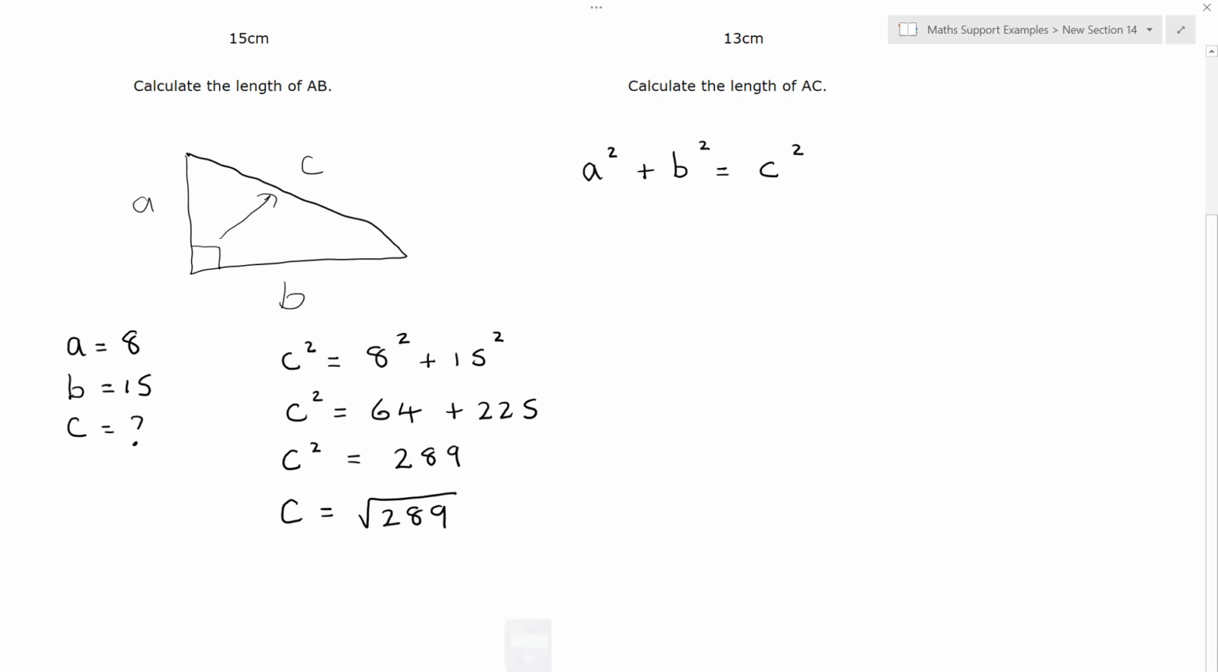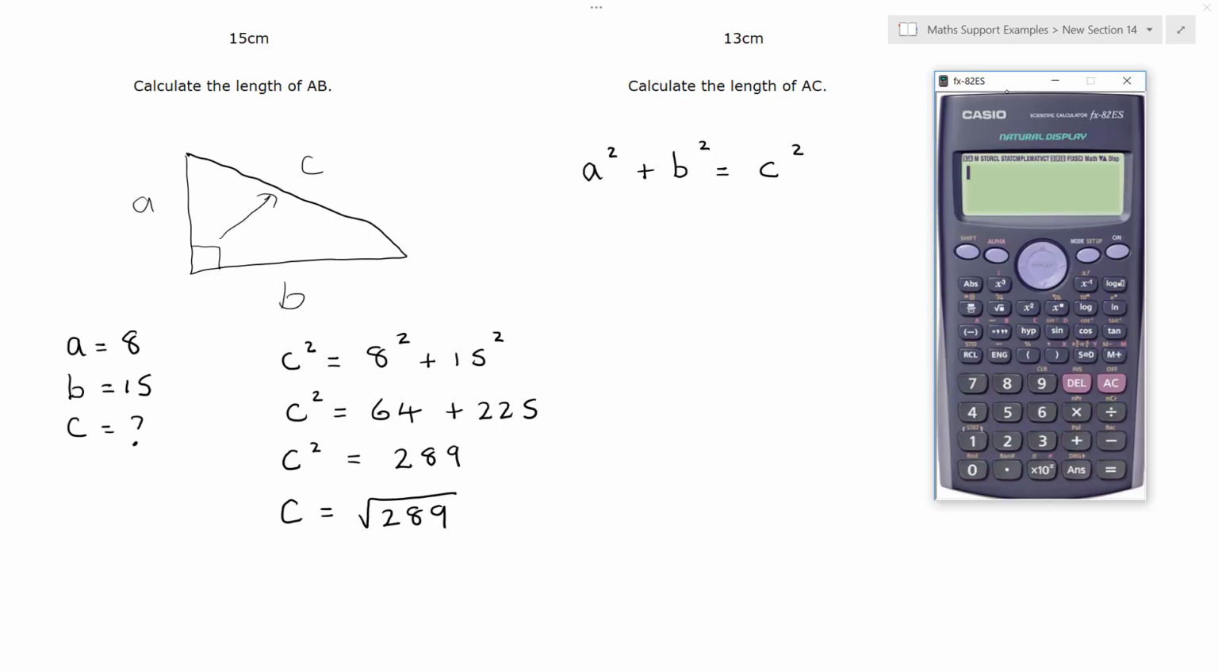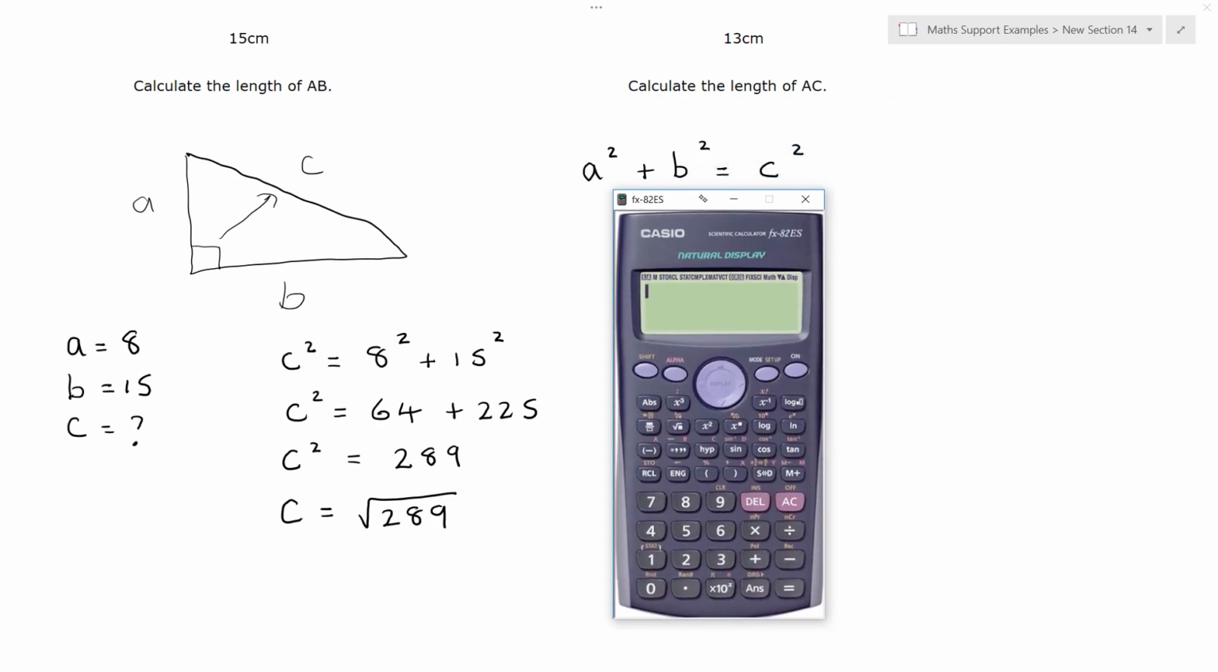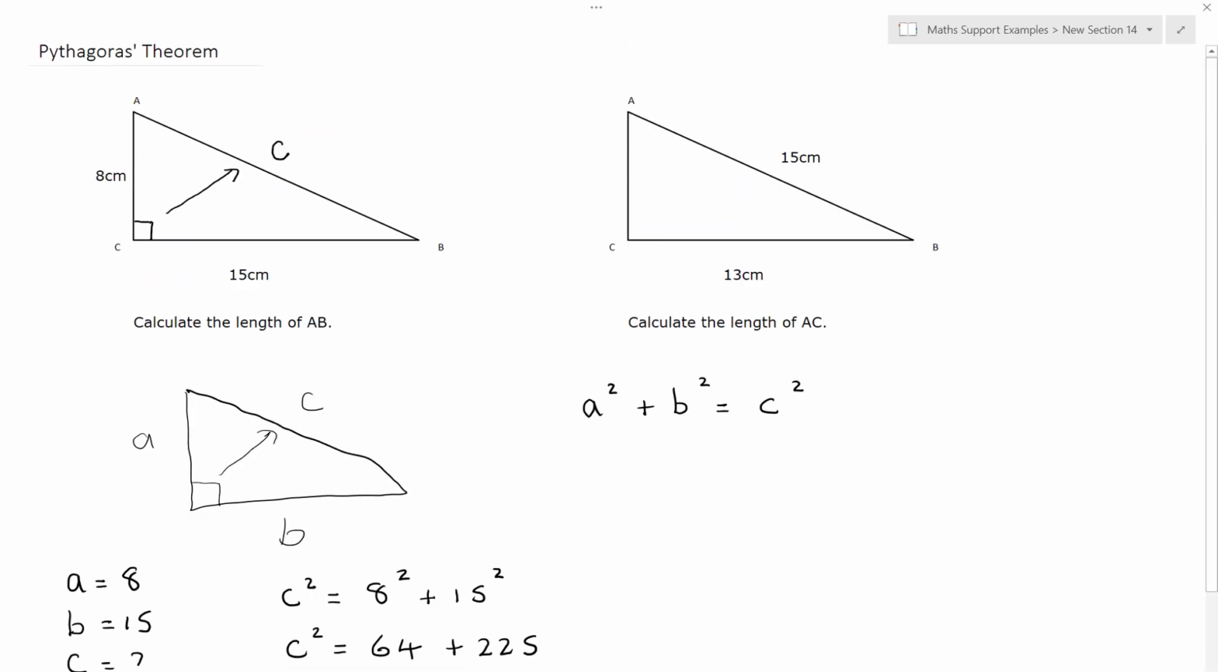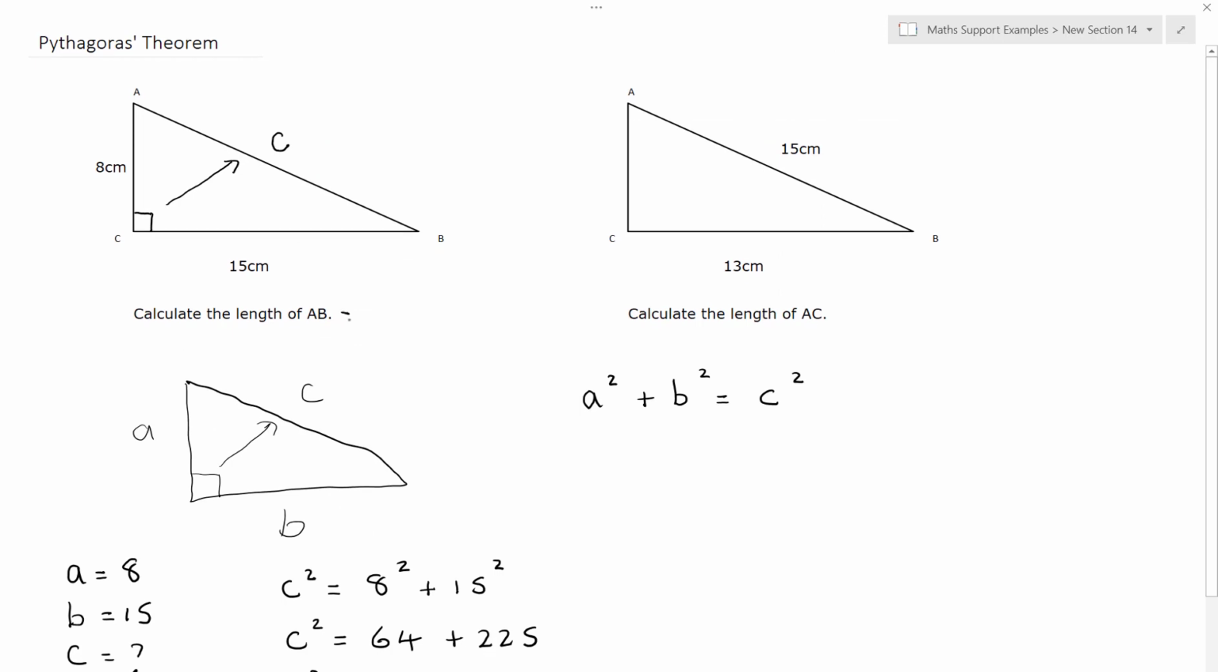You may know what that is, but if you don't, you'll be required to use your calculator. To work out the square root of 289, we press the square root button, type in 289 and press the equal button, and we see the answer is 17. So we can see that C is equal to 17. The length of AB is 17 centimeters.